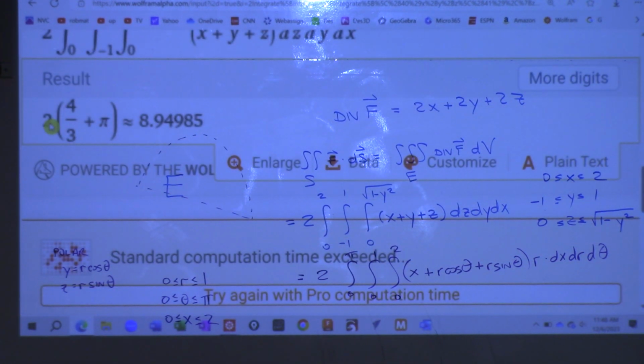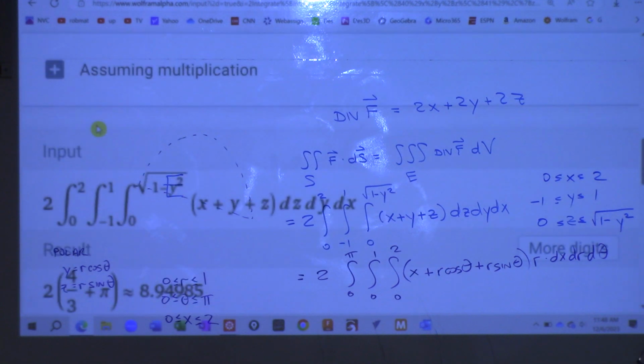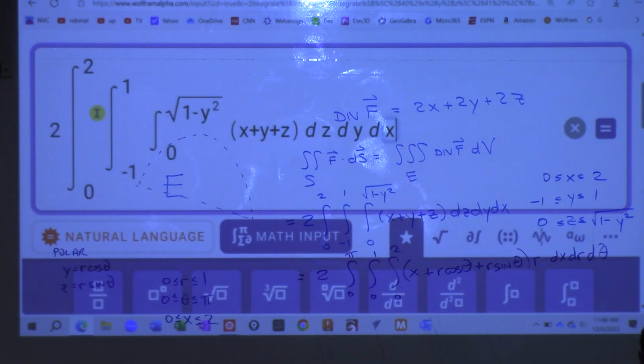There it is. Distribute the 2. 8 pi, or 8 over 3 plus 2 pi. Okay, we get that. Now, let's do the other one. The other one was 0 to pi, or I did pi first.